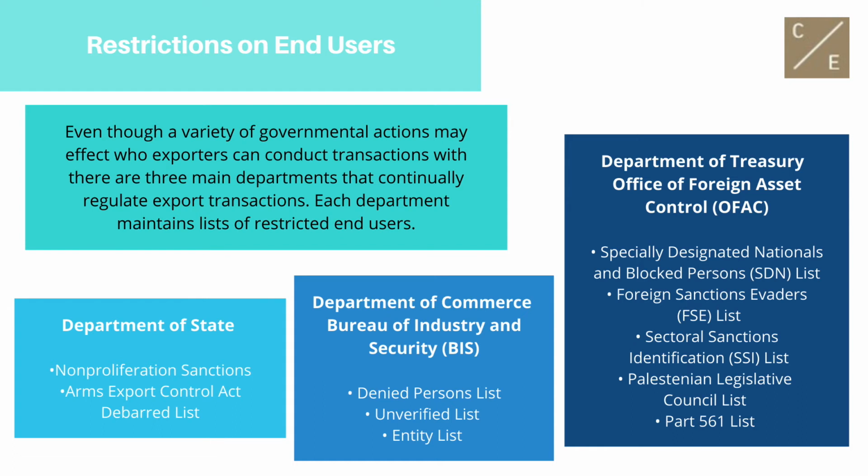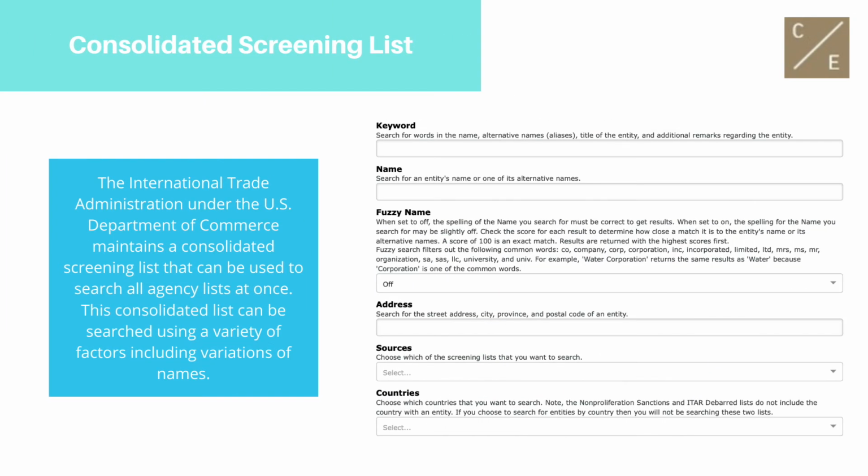The Office of Foreign Asset Control, OFAC, under the Department of Treasury, maintains the Specially Designated Nationals and Blocked Persons List, SDN list, the Foreign Sanctions Evaders List, FSE list, the Sectoral Sanctions Identification List, SSI list, Palestinian Legislative Council list, and the Part 561 list. They also maintain other lists that are less commonly used, such as the non-SDN Palestinian Legislative Council list, the non-SDN Iranian Sanctions list, and the 13599 list.